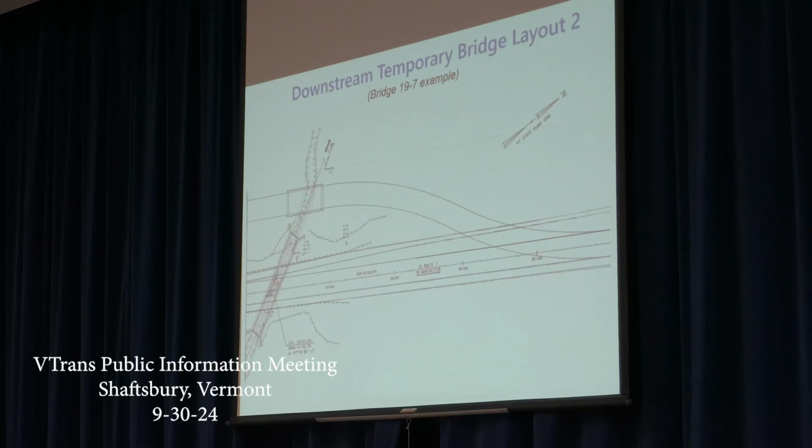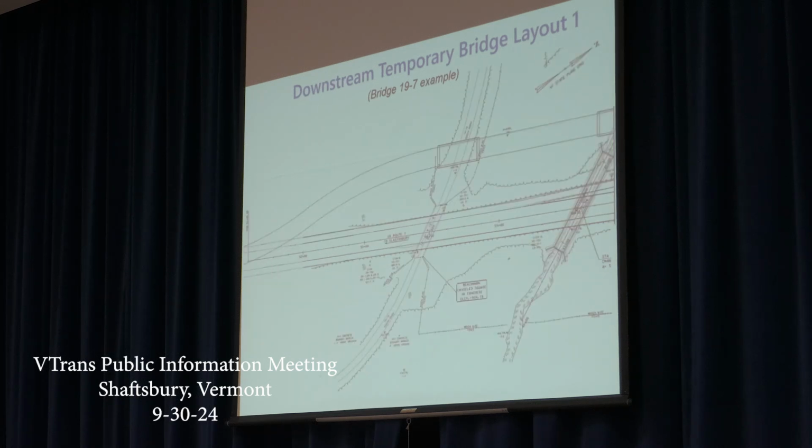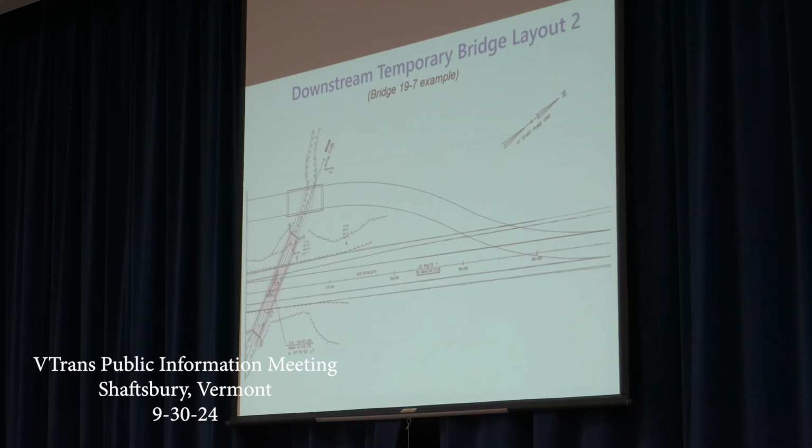This is an example sheet just showing the offline alternative and how far with temporary bridges you'd be looking to go offline of Route 7. So you can see here, this shows a temporary bridge over at South Road, and then, next page, a temporary bridge over the 19.7 stream, and then tying back into Route 7.